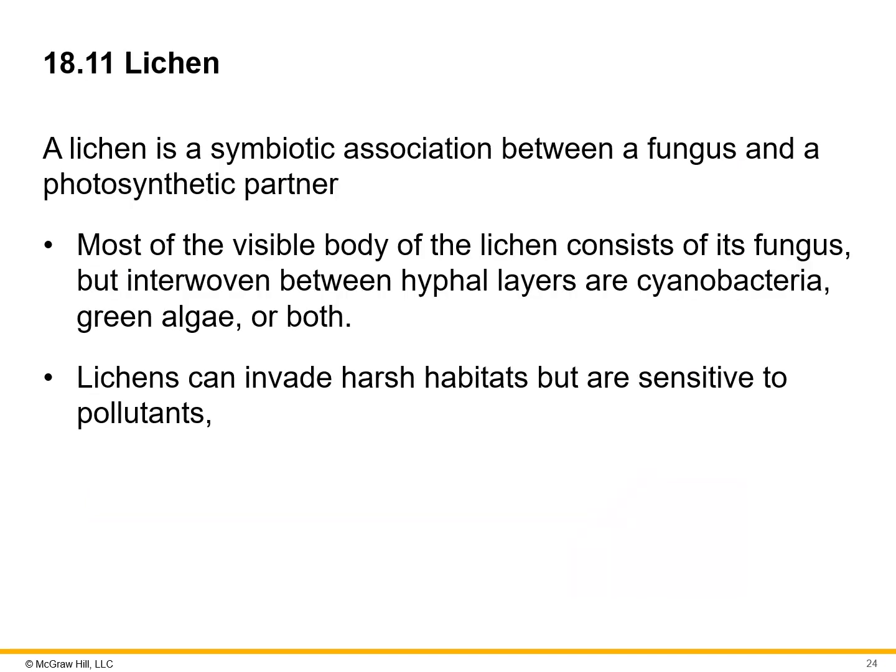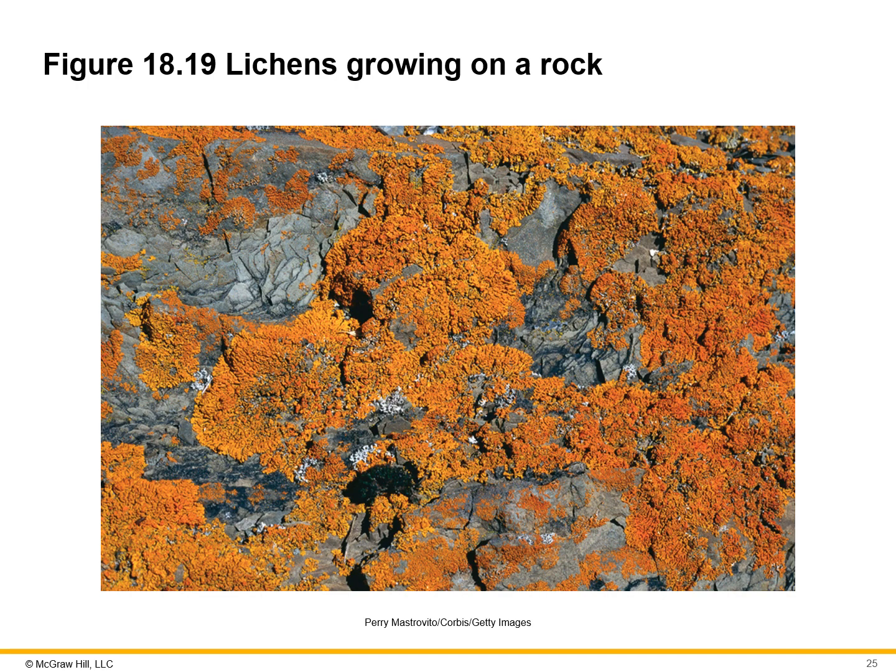Then our other symbiotic relationship here, these lichens, again, this is between the fungus and its photosynthetic partner, typically the green algae or cyanobacteria. Typically what you see though is the fungus, but then interwoven, the parts you really can't see between the hyphae are those cyanobacteria and the blue-green algae, or sometimes even both. And they can invade harsh environments, but they are very sensitive to pollutants. And then just a picture here of the rock with a bunch of lichen on it. Again, mainly what you're seeing here is that fungus, but what you can't see are all of those cyanobacteria or the blue-green algae that are within those hyphae.